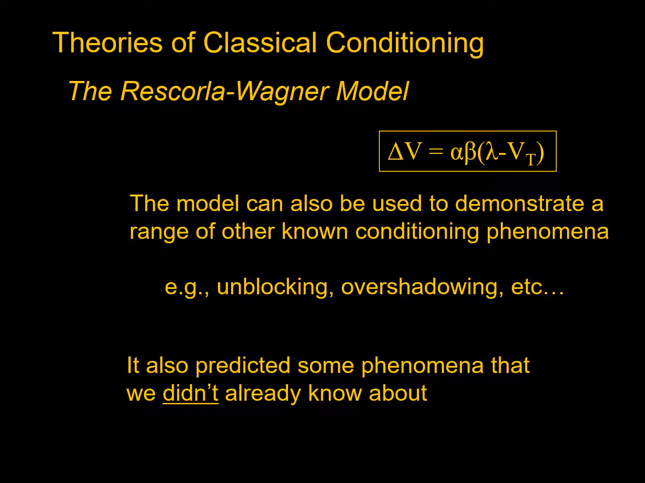CSA acquired 100 units all by itself in phase 1. And then we eventually added an extra 100 units. And if our two CSs are equally salient, that extra 100 units is going to get divided up evenly between the two. So we're going to end up with 150 units of associative strength for CSA and 50 for CSB. Any of that particularly mysterious?